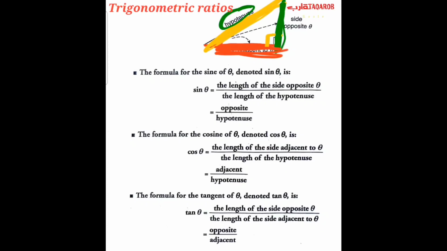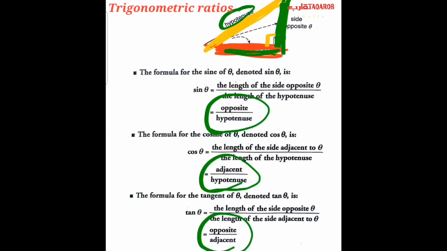Now what about tan theta? Tan theta, you have to divide the length of the side opposite theta, so the green one, over the length of the side adjacent to theta in red here. So the formula to find the tangent of theta equals opposite over adjacent. Again, the formula for sine is opposite over hypotenuse, for cosine adjacent over hypotenuse, and for tangent of theta it is opposite over adjacent.